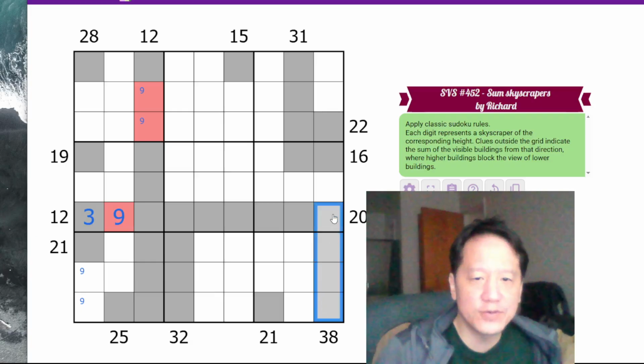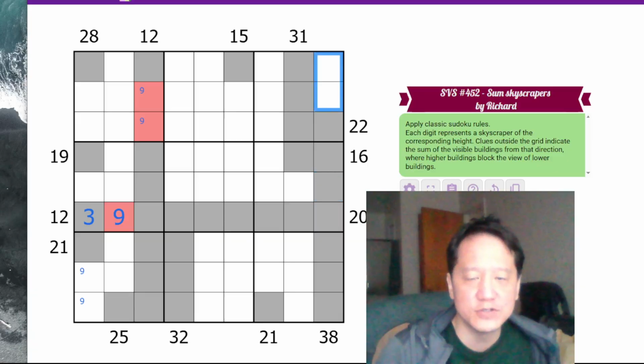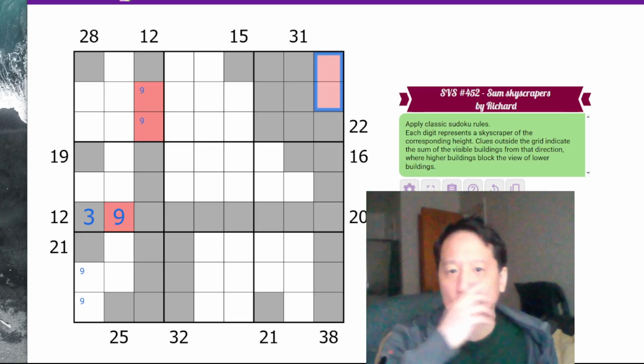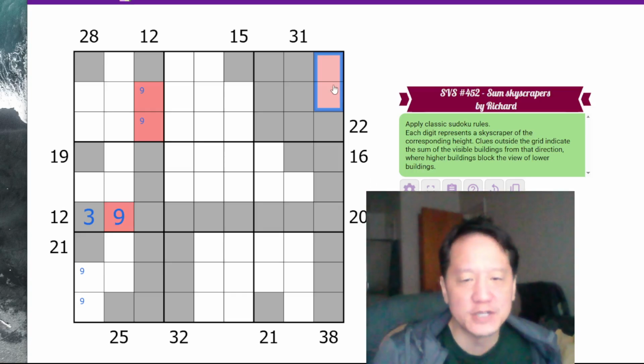To add up to 38, it would have to be 1, 2, 3, 4. You cannot have 5 digits because that would be 35 at most. So this doesn't work that way. So one of these two is the skyscraper, which means none of these can be the skyscraper, or one of these has to be the 9 in column 9, which means none of the rest of the box can contain 9. Okay.